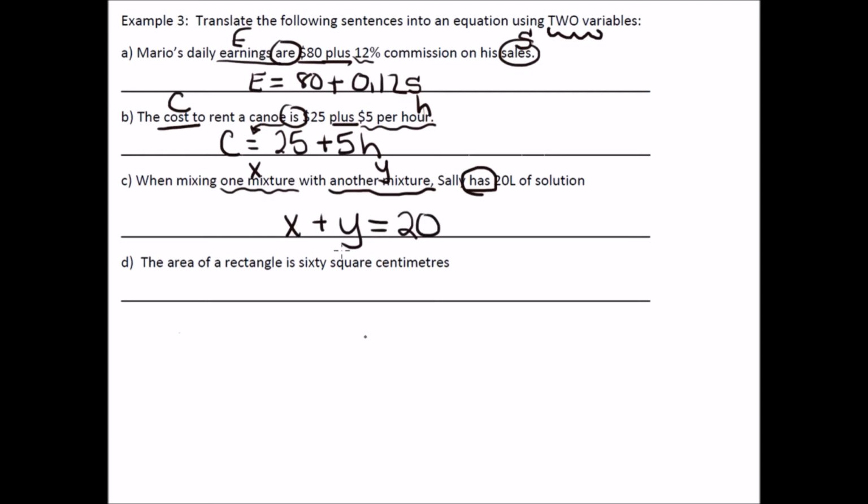So the amount of X plus the amount of Y equals 20 liters. And D, the area of a rectangle is 60, that's the equal sign, the area is 60 square centimeters. So we can either put area equals 60 or length times width equals 60. And we can use length times width because we know it's a rectangle.